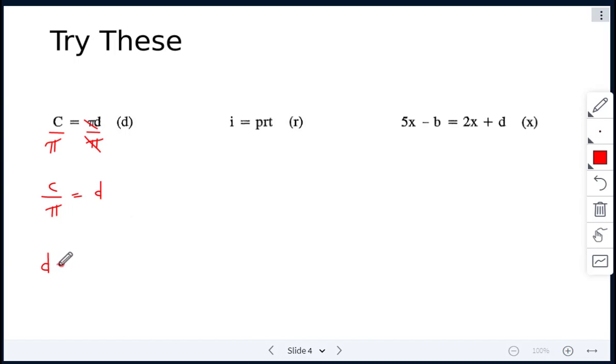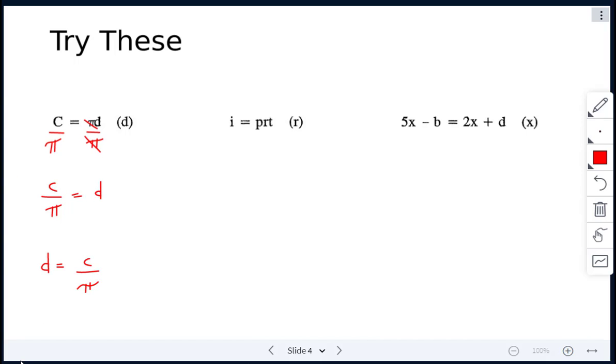But we can also write it as d is equal to c over pi like that. All right, so diameter would be equal to circumference divided by pi. You will have the pi button in your calculators. If not, you would just use 3.14 for pi.